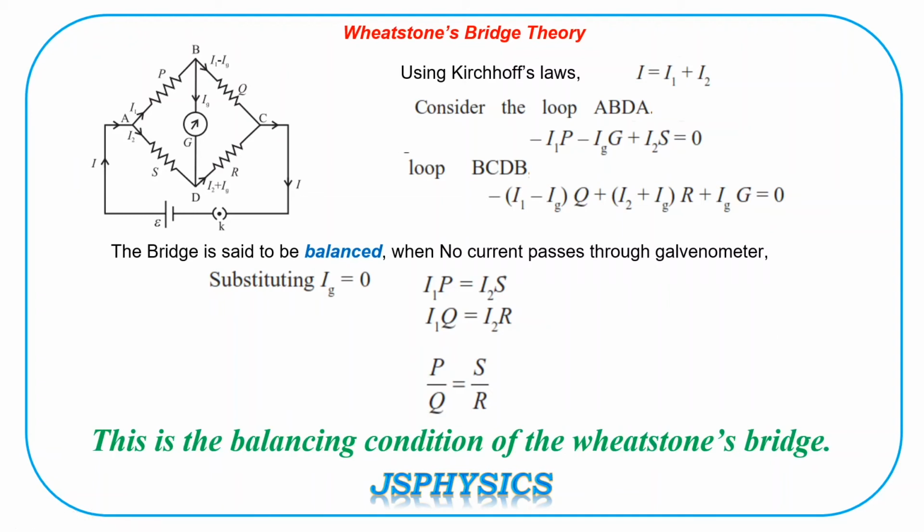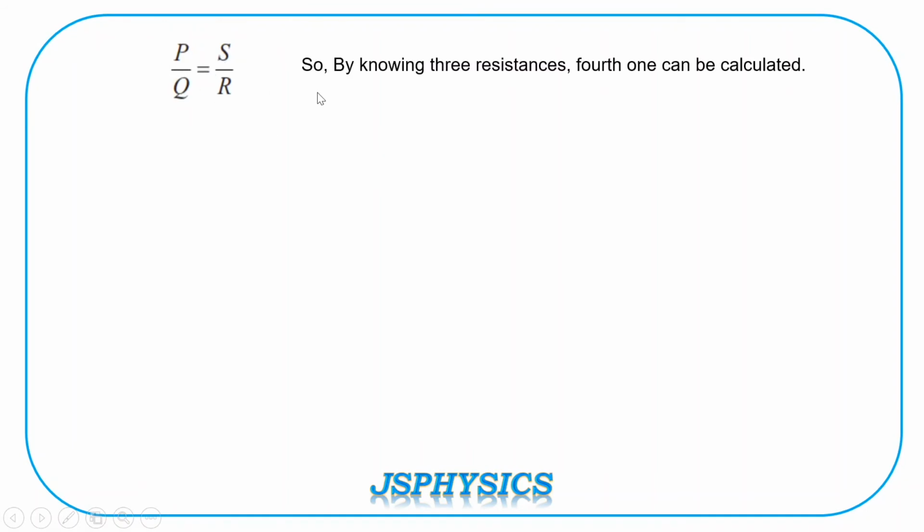And this condition is very useful to determine unknown resistance if we know three resistances in a given Wheatstone's bridge. So P by Q is S by R. If I know three resistances, I can calculate the fourth one. So that is how we can find out the value of unknown resistance, provided we know the value of three resistances in a Wheatstone's bridge.